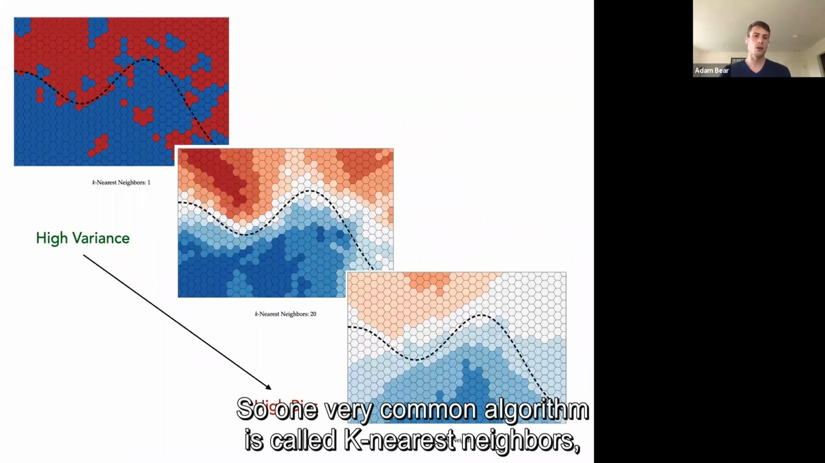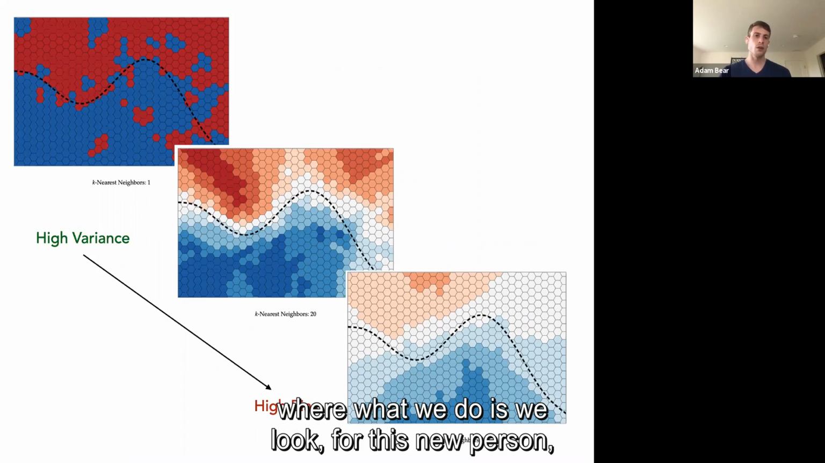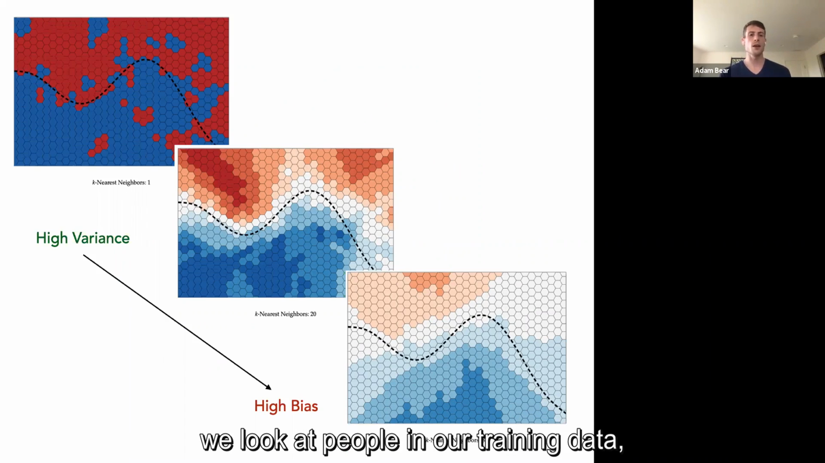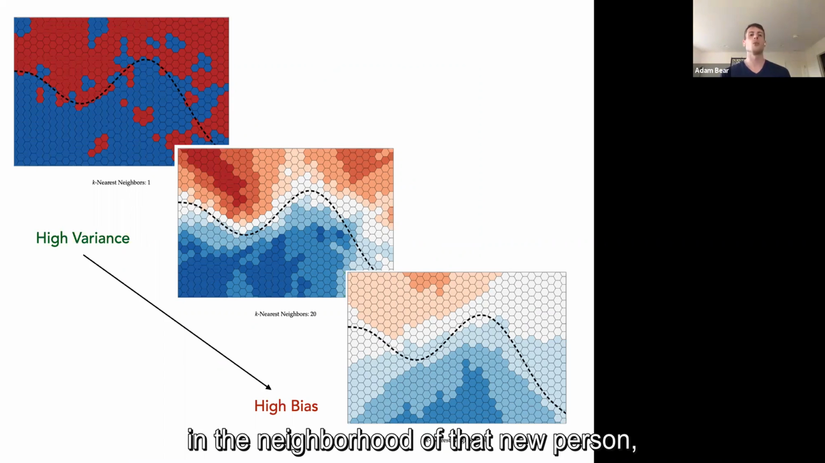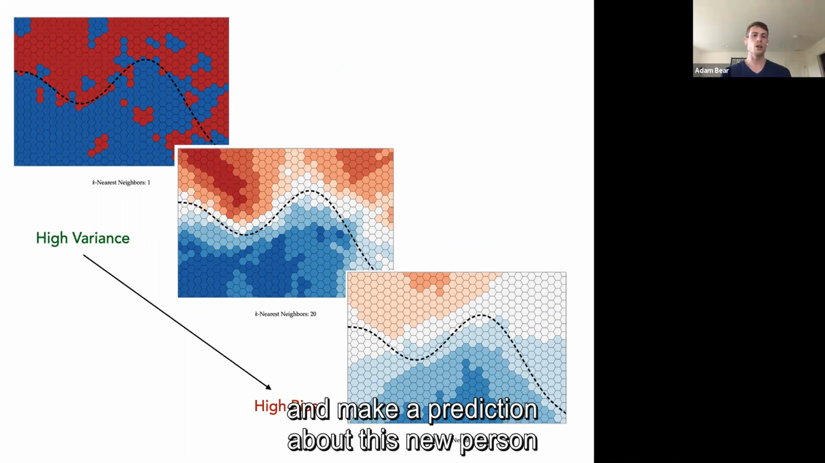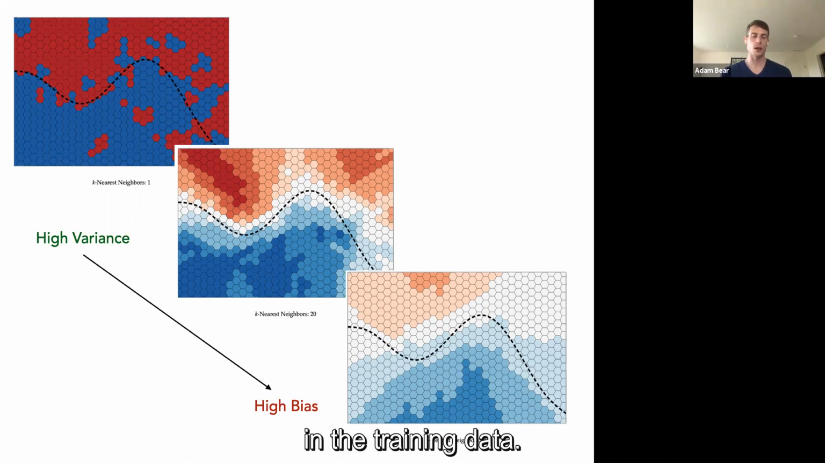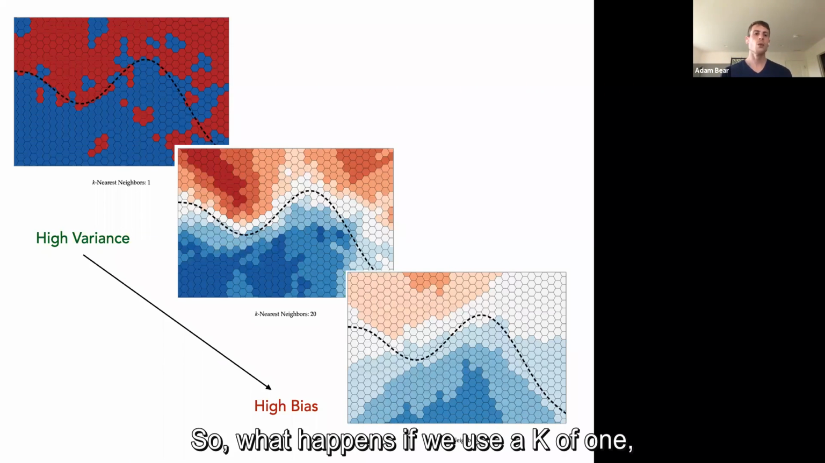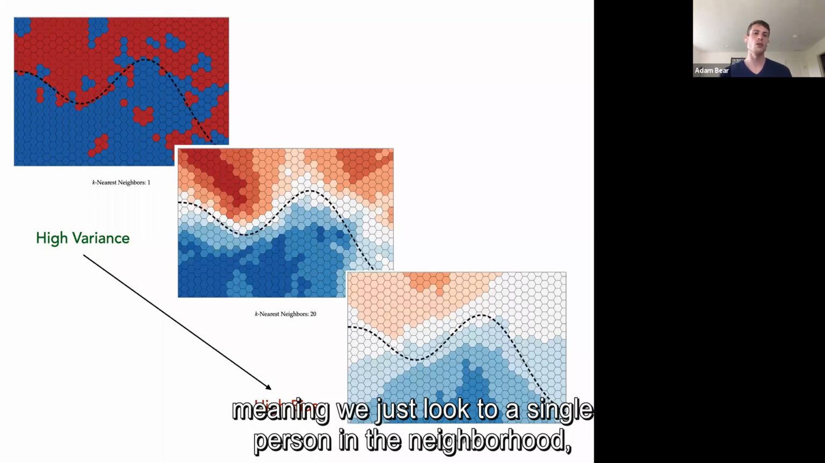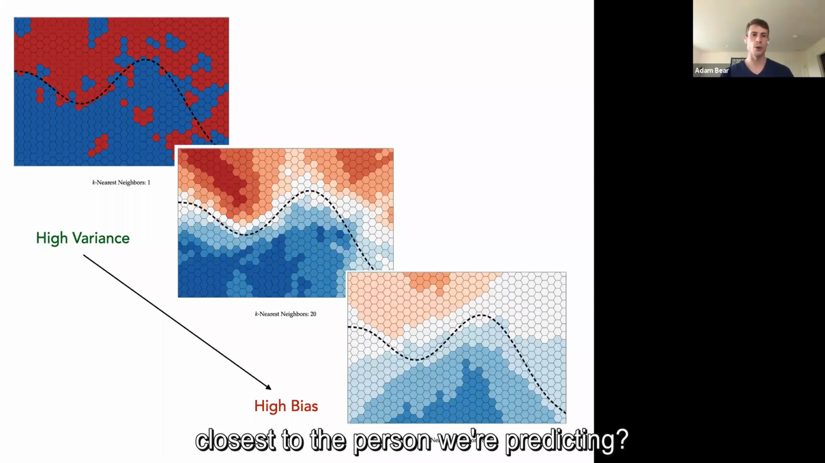So one very common algorithm is called K nearest neighbors, where what we do is we look at people in our training data in the neighborhood of this new person and make a prediction about this new person on the basis of the people close to him in the training data. So what happens if we use a K of 1, meaning we just look to a single person in the neighborhood closest to the person we're predicting?